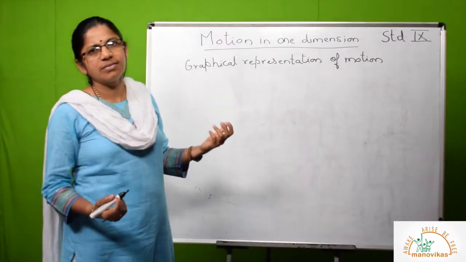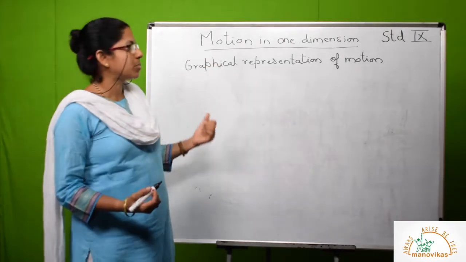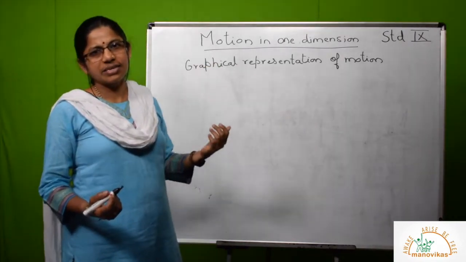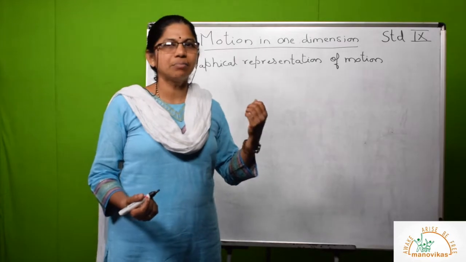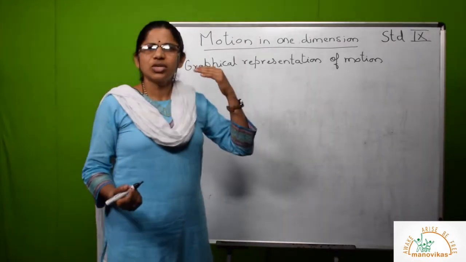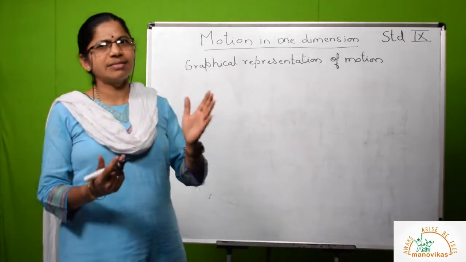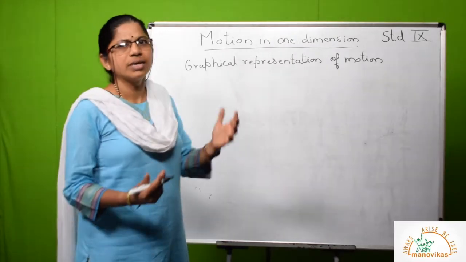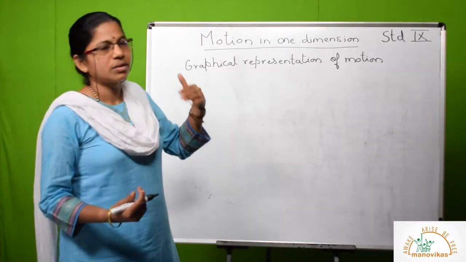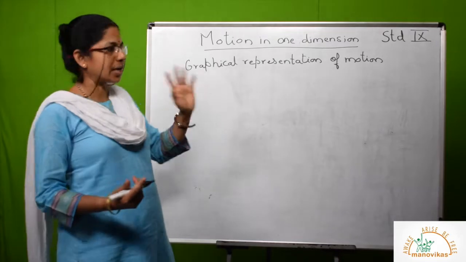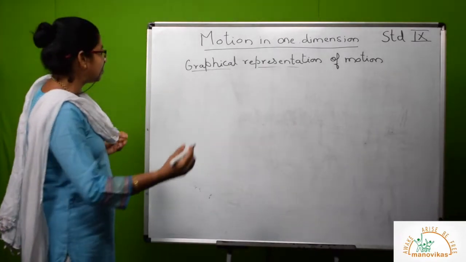The first one is displacement time graph. Second one is velocity time graph, and the third one is acceleration time graph. So we'll start with the first one, that is displacement time graph. Another thing, when the motion is in a straight line, you find displacement time graph is same as the distance time graph. Same with velocity. Velocity time graph will be same as speed time graph, and towards the end it is acceleration time graph. So first I am going to start with displacement time graph.